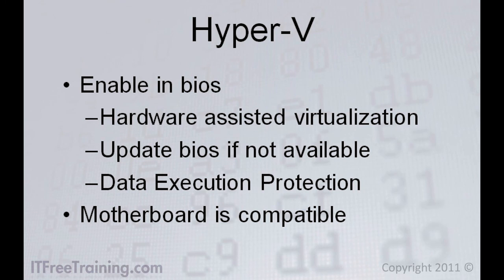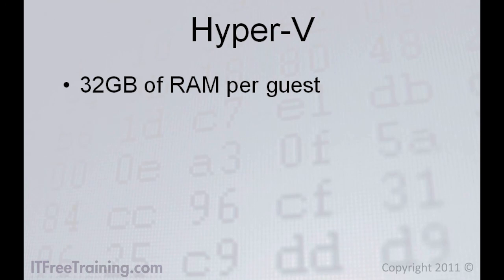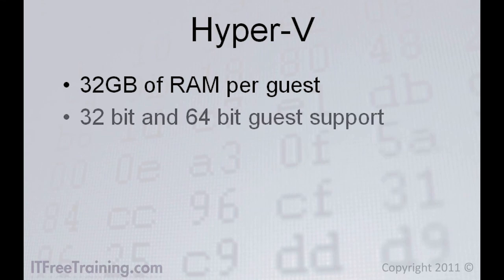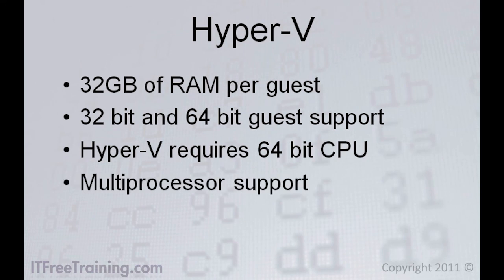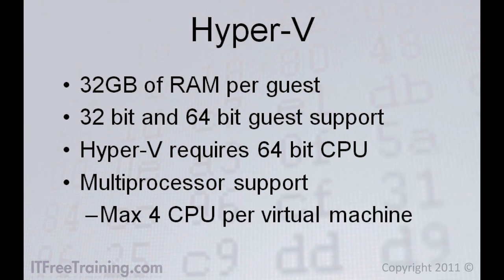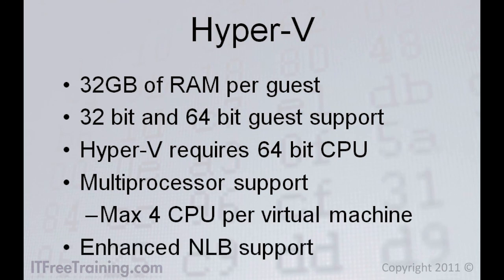Hyper-V is a very powerful, feature-rich virtualization solution. You can allocate up to 32 GB of RAM per guest, assuming the operating system that you are running in the virtual machine supports that much. Hyper-V also offers 32-bit and 64-bit guest virtual machine support. You do require a 64-bit CPU to run Hyper-V, but you are free to run any operating system architecture that you like in your virtual machines. Hyper-V supports multi-CPU and multi-core, allowing you to assign a single CPU or a maximum of 4 cores to one virtual machine. Hyper-V also has enhanced network load balancing support. The virtual switch capabilities in Hyper-V allow you to configure network load balancing easily.